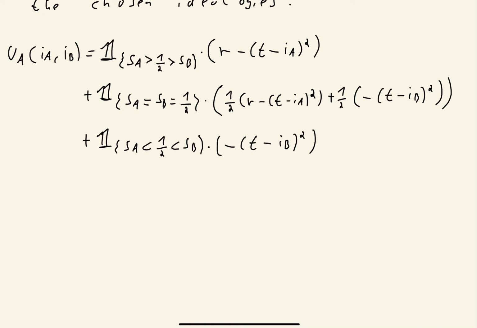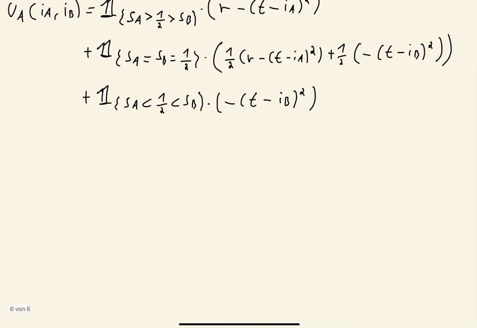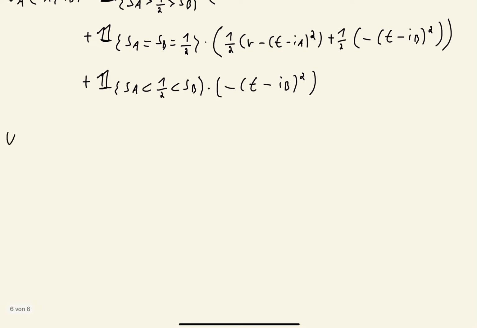Now let's write down the same thing for candidate B. So the utility of B, depending on the chosen ideologies. Now the first event, as before, is the event if A wins. In this case, the utility of candidate B is simply given by his distance to the ideological point of candidate A, so the chosen ideology of A.